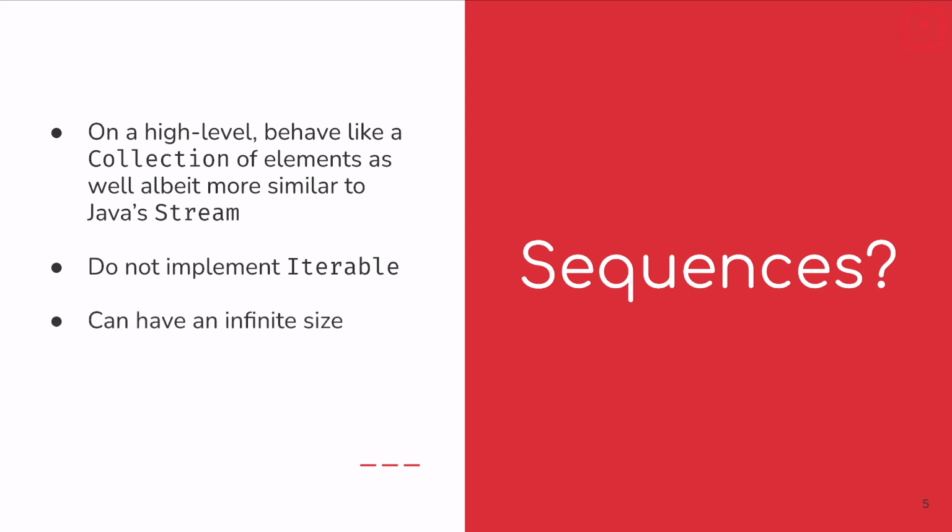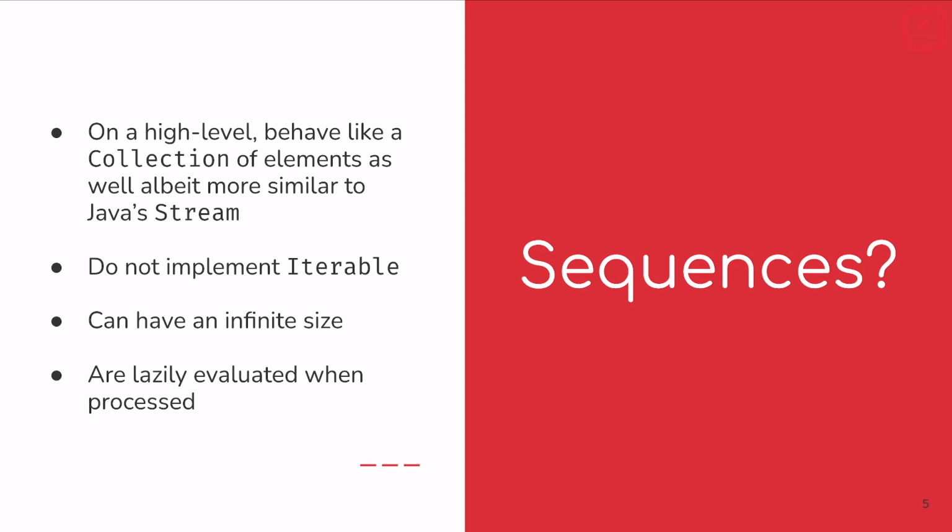Furthermore, a sequence can have an infinite size. That might sound confusing, but in the following example, we're precisely going to see how that is possible. If you are familiar with generators in other programming languages, such as Python, this is a very similar concept to that. Finally, since you now know that a collection is evaluated eagerly, the sequence is the opposite. It is evaluated in a lazy fashion.